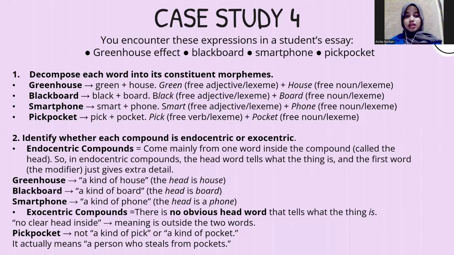Number 2 is identify whether each compound is endocentric or exocentric. Endocentric compounds means that the compounds come mainly from one word inside the compound, called the head. So, in endocentric compounds, the head word tells what the thing is, and the first word or noun as the modifier just gives extra detail. The word greenhouse means a kind of house, and the head is house. Blackboard means a kind of board, and the head is board. Exocentric compounds have no clear head inside, meaning that it is outside the two words.